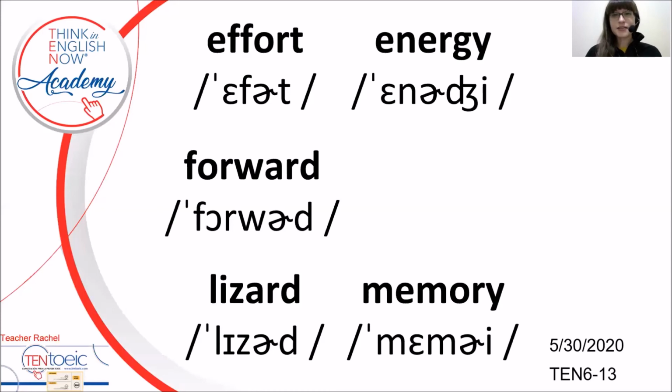Memory. This is what we use to remember. So in our brain is our memory. I have a good memory. I remember everything. I have a bad memory. I don't remember everything.